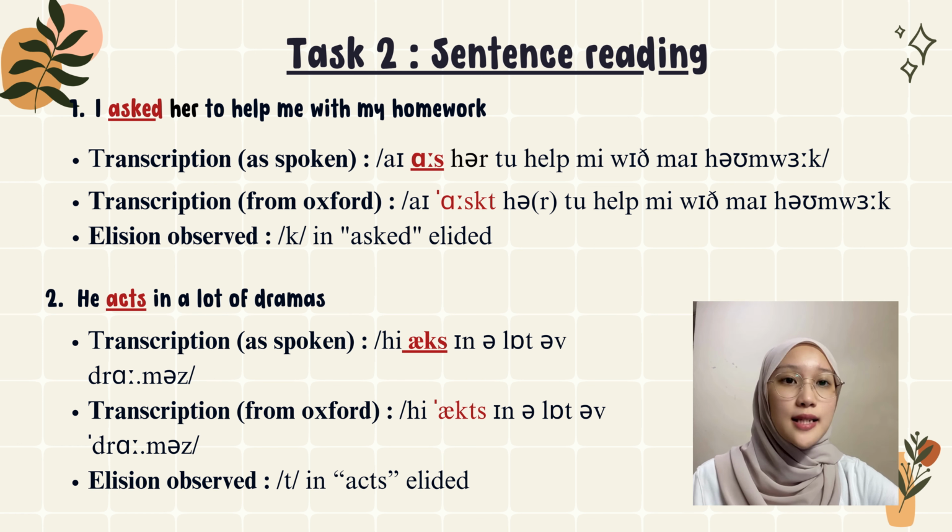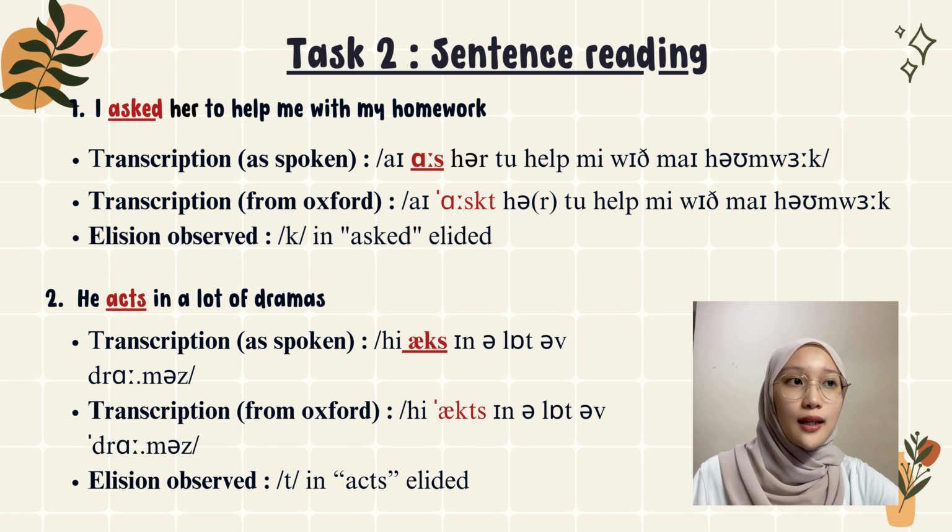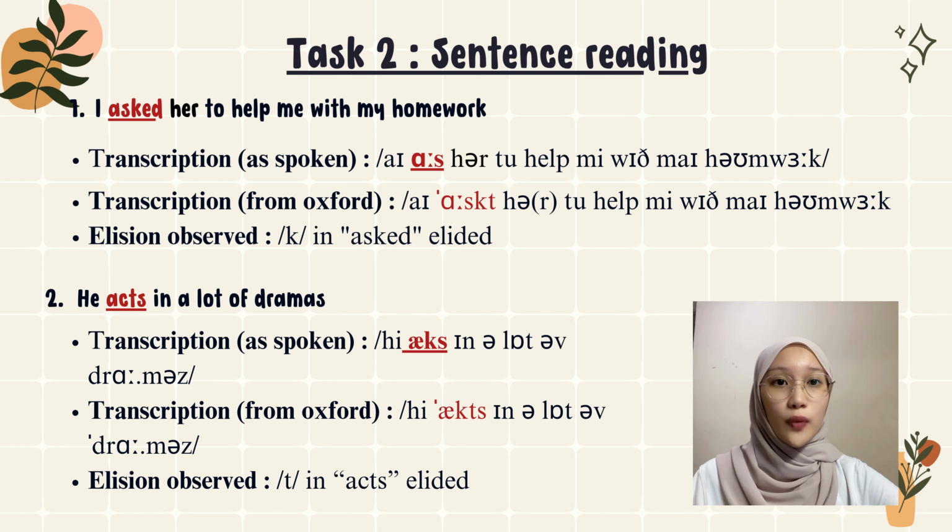In this sentence, the elision occurs in the word acts. The correct pronunciation is "acts," but the speaker said it as "acs," leaving out the t sound. This is another example of cluster reductions. The k, t, and s sound is tricky to say quickly, so the t sound gets dropped in natural speech, which makes "acts" become "acs."